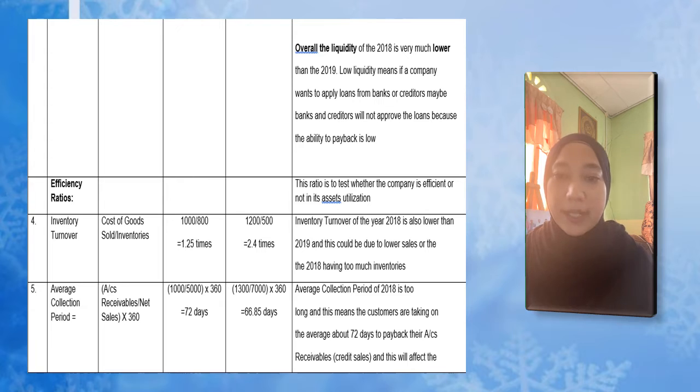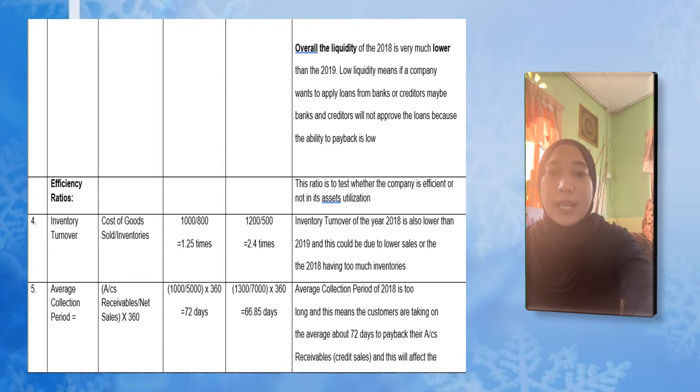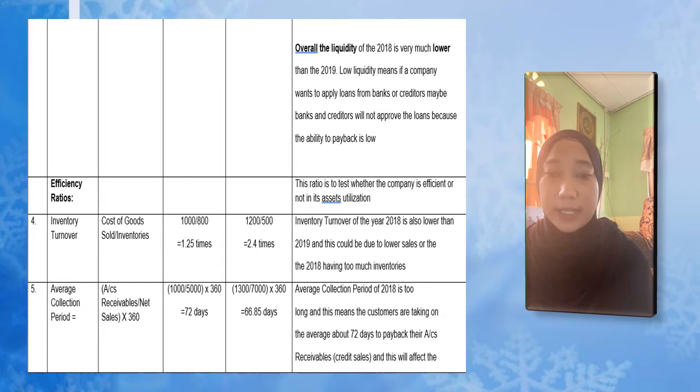And then I continue for the explanation for the second type of financial ratio analysis. That is efficiency ratio. Efficiency ratio is to test whether the company is efficient or not in its asset utilization. Under efficiency ratio there are 6 types, but we calculate only 3 types. The first one is inventory turnover, the second is average collection period, and the third one is fixed asset turnover.